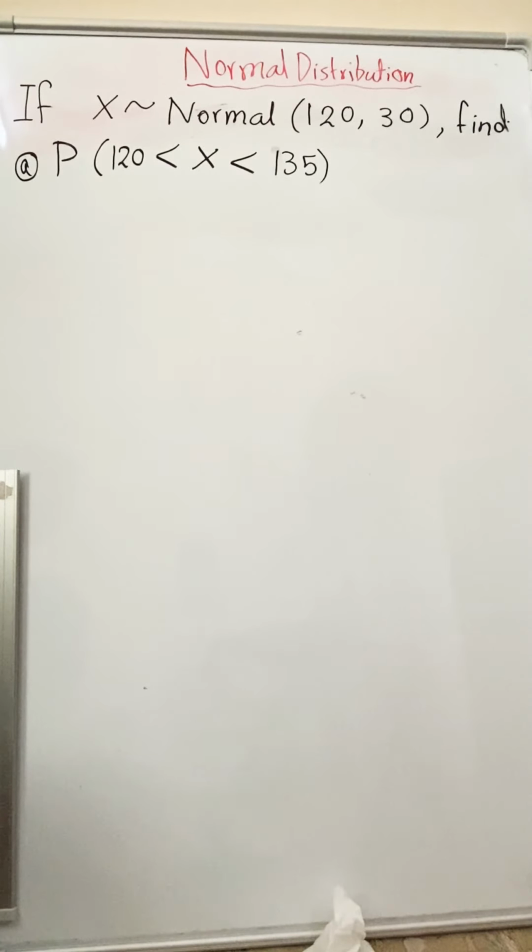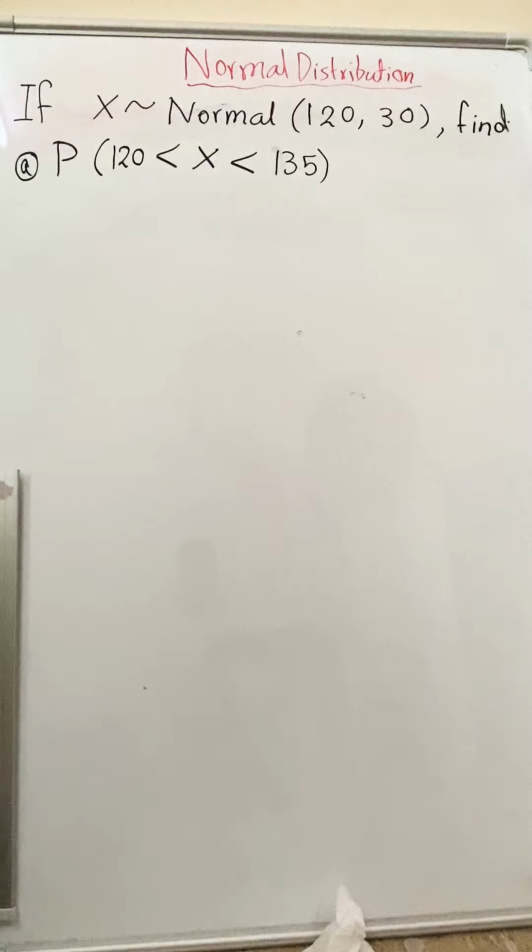Okay, so this is regarding example 2. I will explain that. Your x is normally distributed with mean equal to 120 and standard deviation equal to 30. Find the probability that x is between 120 and 135.